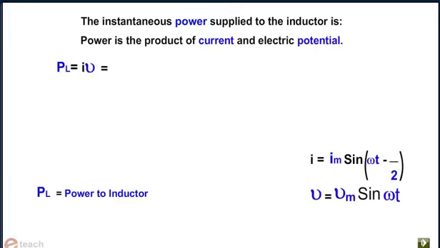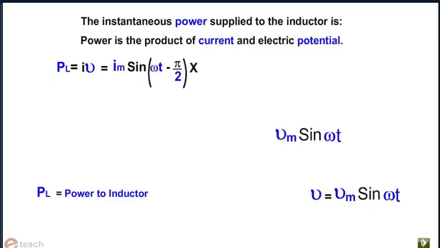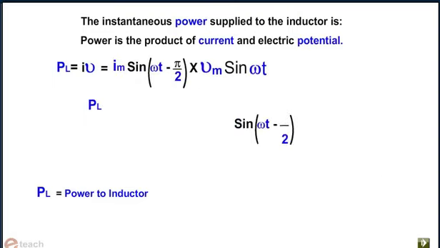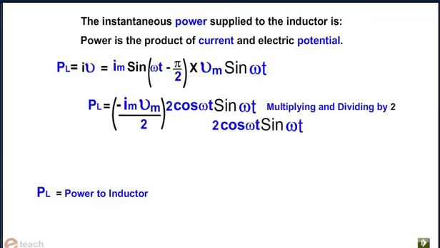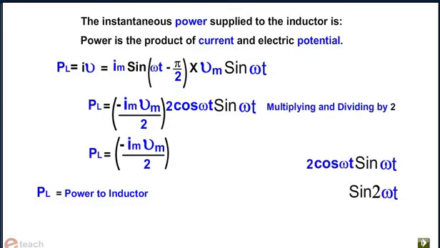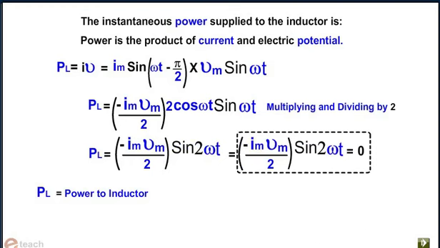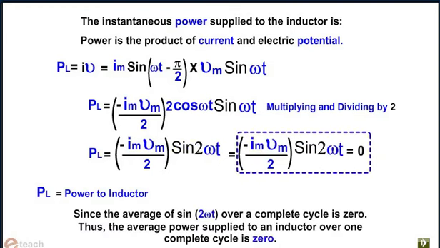Power is the product of current and electric potential. That is equal to I m sin omega t minus pi by 2 into v m sin omega t. Now writing sin omega t minus pi by 2 as minus cos omega t, and then multiplying and dividing the equation by 2, we get minus I m v m by 2 into sin 2 omega t. Now as we know, the average of sin 2 omega t over a complete cycle is 0. So finally we get that the average power over a complete cycle is 0.